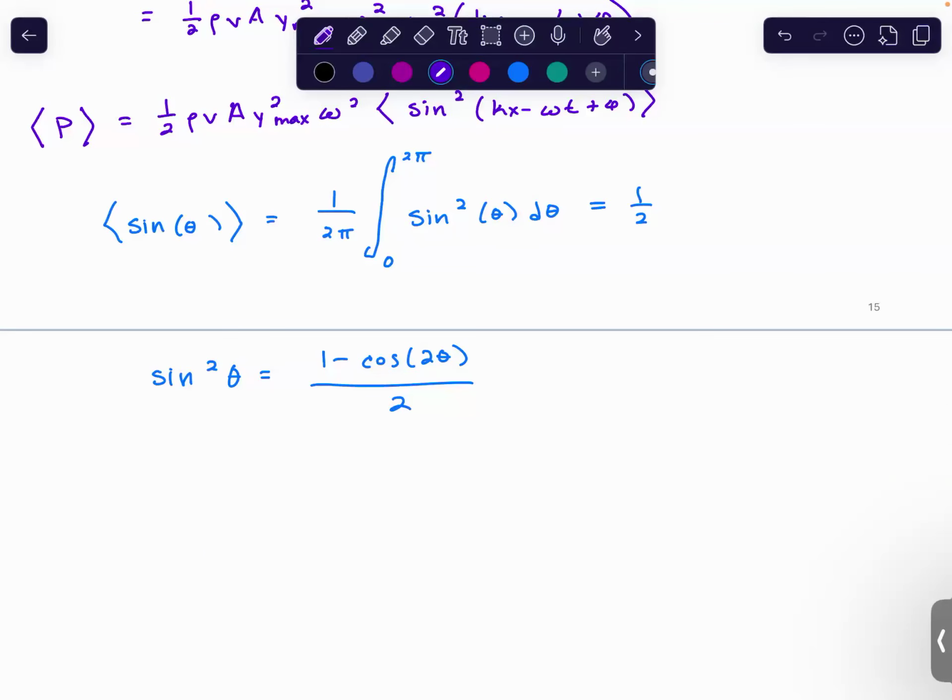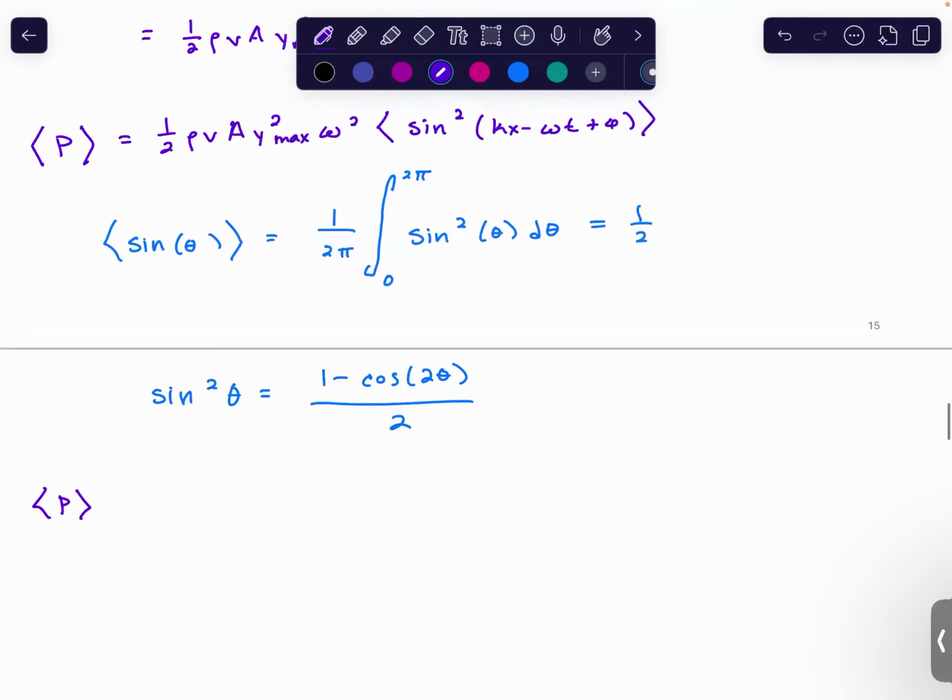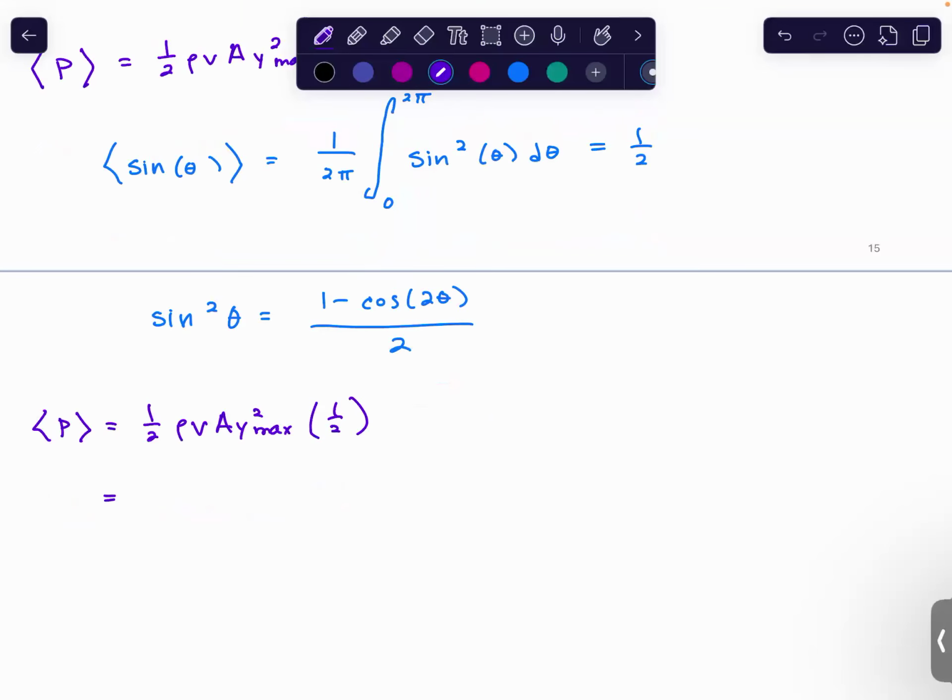Okay, so that means that our average value of P is going to equal 1/2 rho v A max squared, times a half, or a fourth.